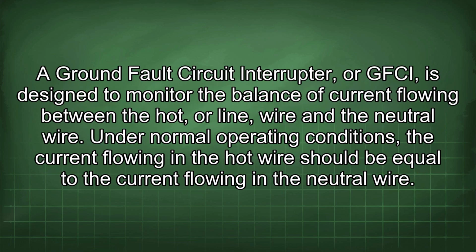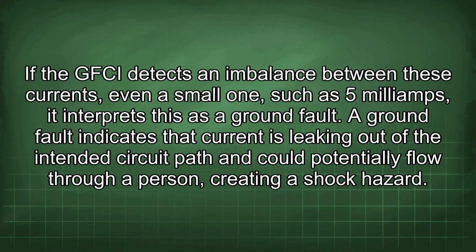A ground fault circuit interrupter, or GFCI, is designed to monitor the balance of current flowing between the hot, or line, wire and the neutral wire. Under normal operating conditions, the current flowing in the hot wire should be equal to the current flowing in the neutral wire. If the GFCI detects an imbalance between these currents, even a small one, such as 5 mA, it interprets this as a ground fault. A ground fault indicates that current is leaking out of the intended circuit path and could potentially flow through a person, creating a shock hazard.